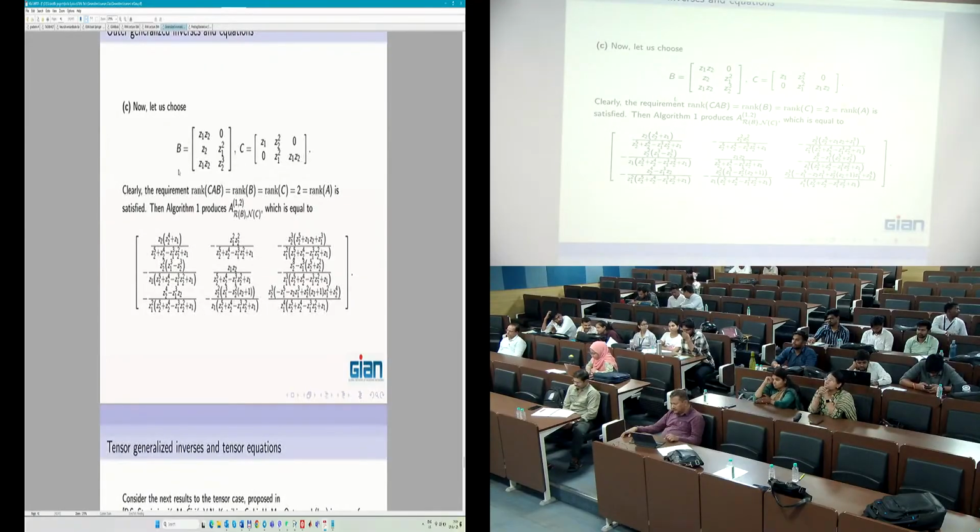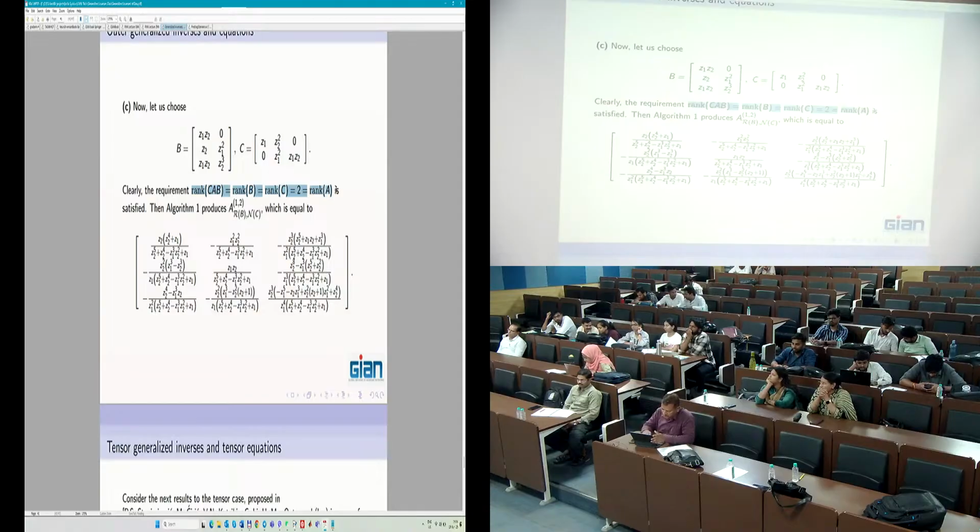And another example with arbitrary B and C matrices. The result will be an outer inverse with prescribed both range and null space, because these matrices are of the same rank. And here is a new title, tensor case. It is all.